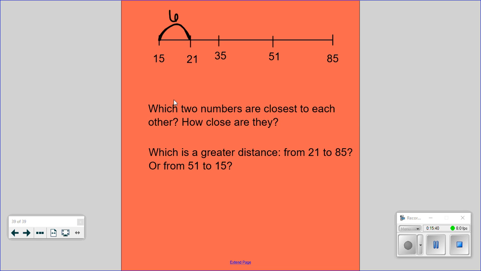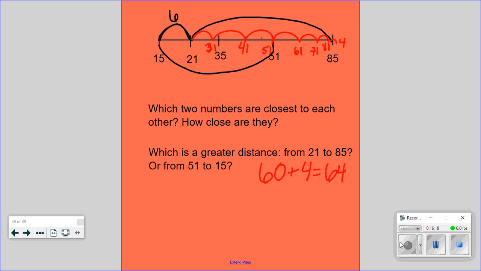So let's draw these jumps in our notebook so that you remember. The first one is 21 to 85. It's a very big jump. 21 to 85. And then we have 51 to 15. Draw the jump from 51 to 15. And then I'm going to give you some time to figure out which one has the greater distance.